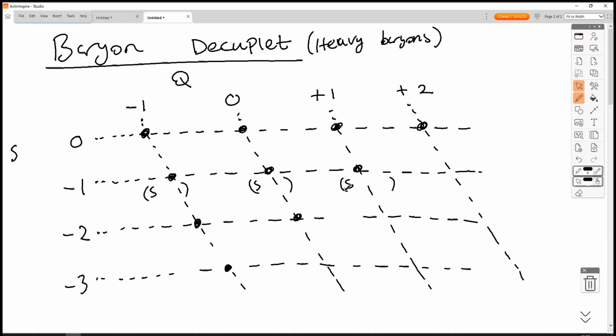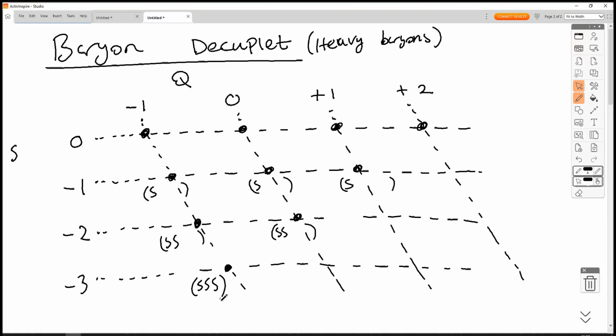On the next level, strangeness is -2. So each of these needs to have 2 strange quarks. So we can fill those in straight away. And on the final level, the strangeness is -3. That means there's going to be 3 strange quarks. So we can fill in all 3. And so the bottom level is now complete.